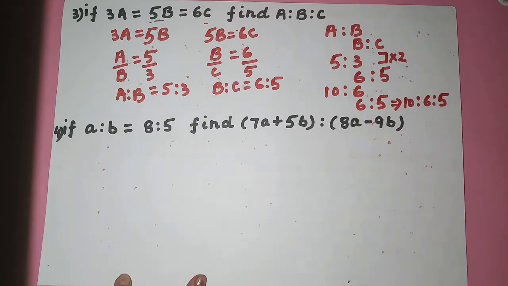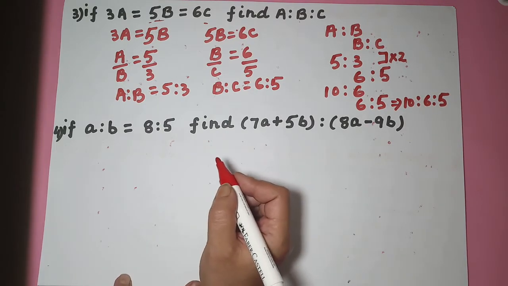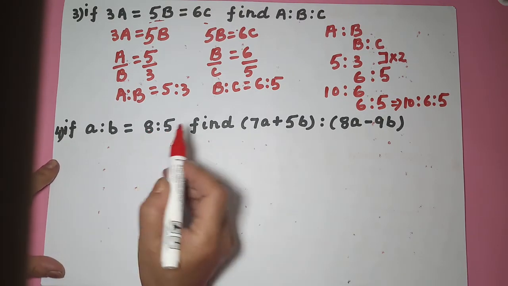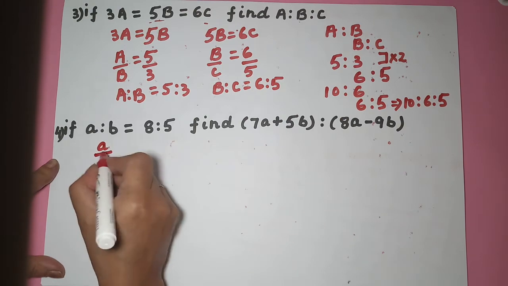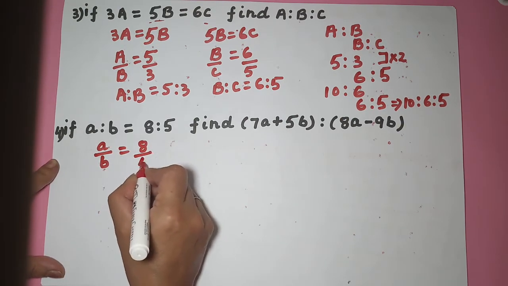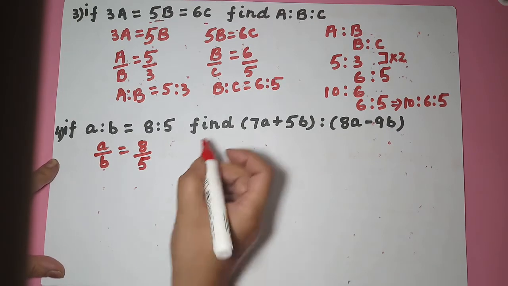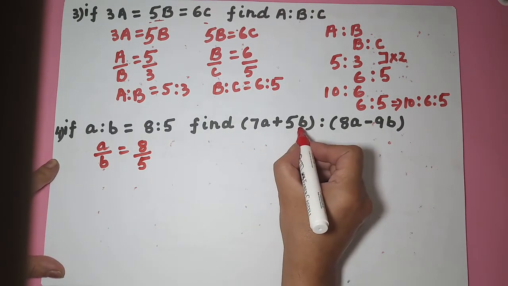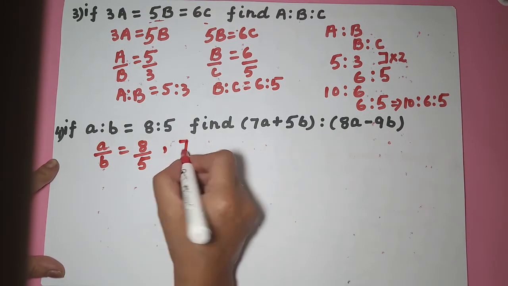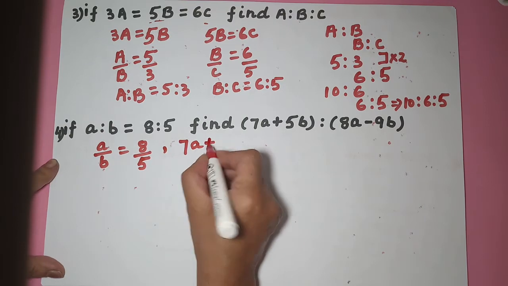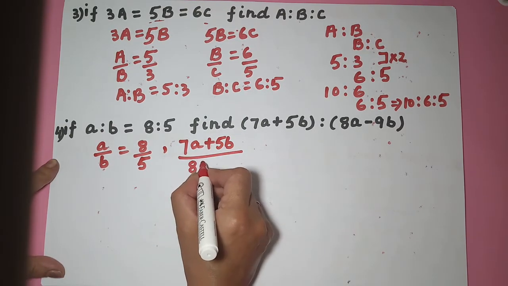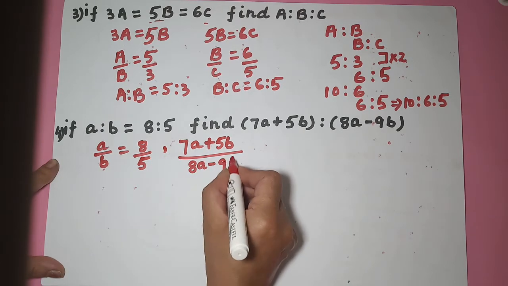Fine? Okay. Now another type. I have been given that A is to B is equal to 8 is to 5. What does that mean? The value of A upon B is 8 upon 5. He wants me to calculate the value of 7A plus 5B upon 8A minus 9B. So I'll write this in terms of the numerator and the denominator. So this will be 8A minus 9B.